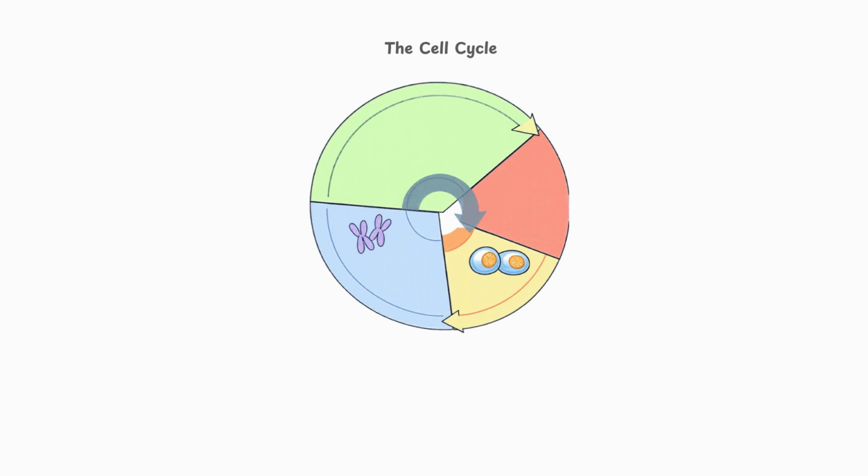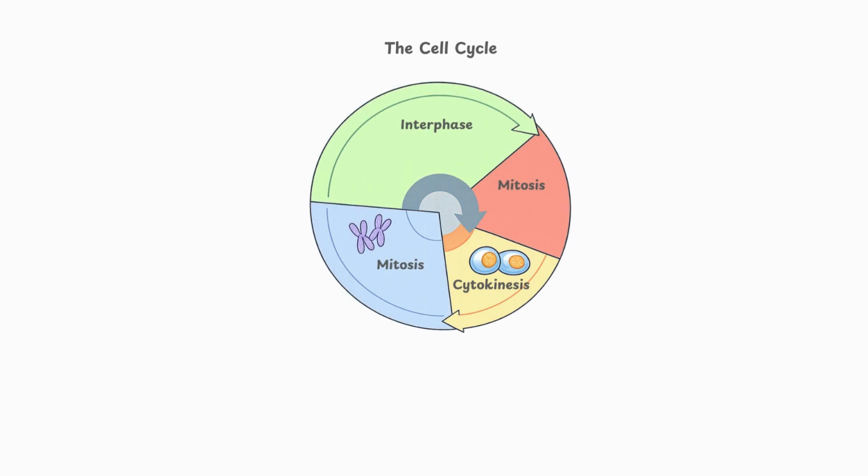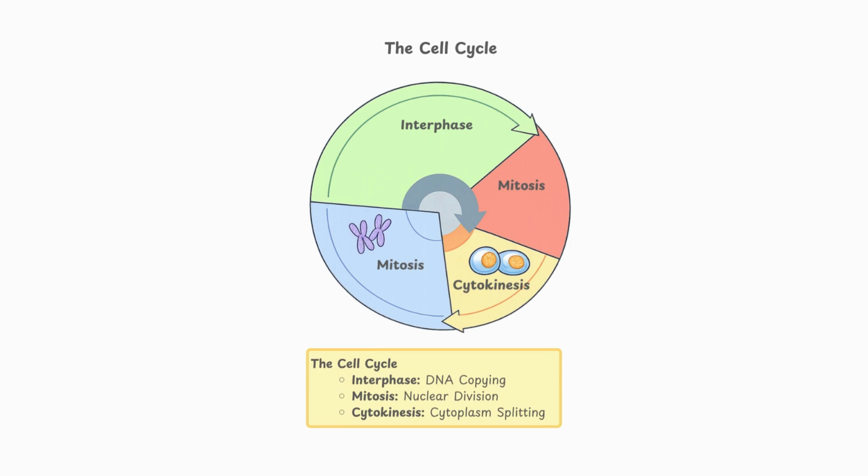To understand mitosis fully, we need to look at the bigger picture, called the cell cycle. Most of a cell's life is spent in interphase. This is where the cell grows and copies its DNA, preparing for division. Next comes mitosis, where the nucleus divides. This is the process we've just explored, including prophase, metaphase, and anaphase. Finally, cytokinesis occurs. This is where the cytoplasm splits, forming 2 identical daughter cells. So the cell cycle is a continuous loop: growth, division of the nucleus, and division of the cell. This ensures new cells are produced for growth, repair, and replacement.